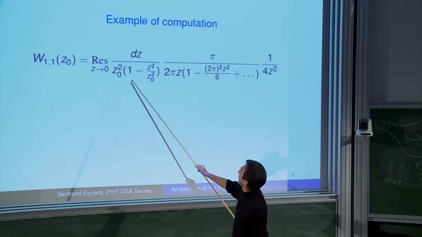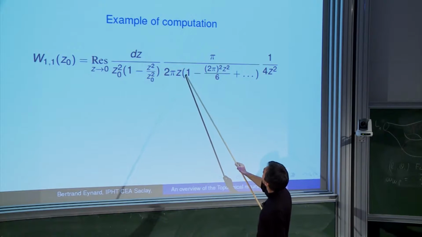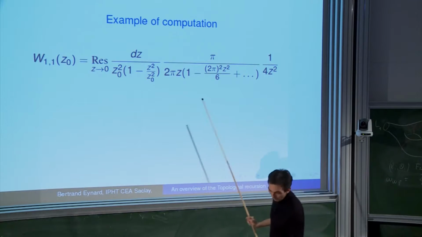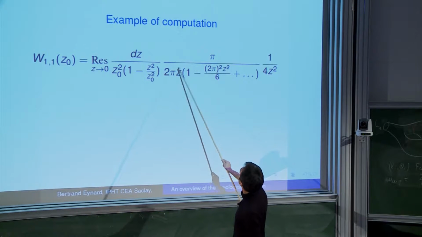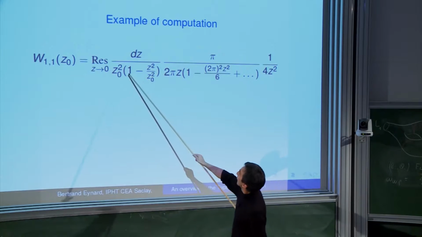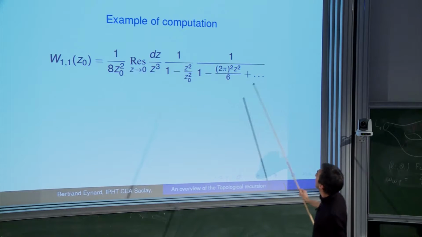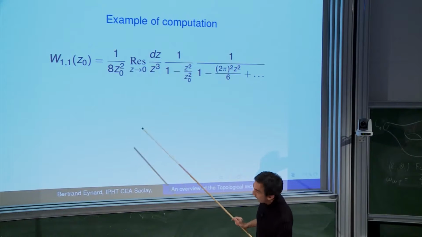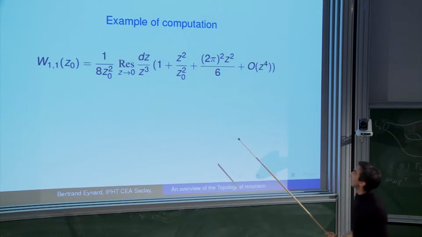So this is just the same as before. The sine starts with 2 pi z minus (2 pi) cubed z cubed over 6 and so on. We have 1 over 4 z squared. So the pi disappears. Here we have a 2, a 4, and a z_0 squared. Let's put them on the front. Right, so the residue we have to compute is just that. Let's expand 1 over, well, it's just this residue.